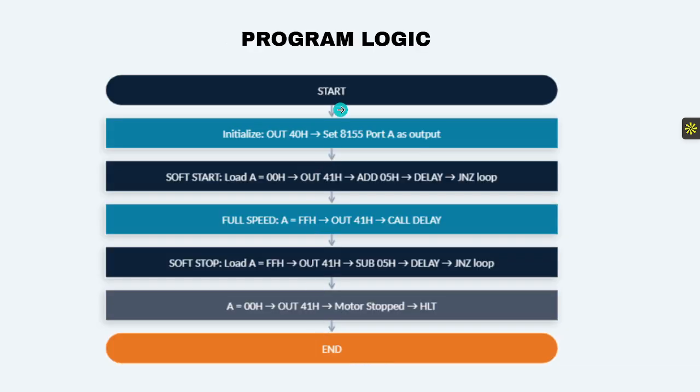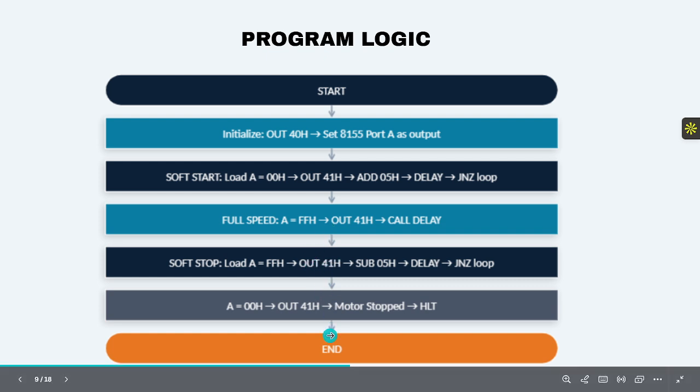So the main flow is: start the program, initialize, and then soft start, then it will attain full speed, then we will apply the code of soft stop and the motor will finally stop at the end.